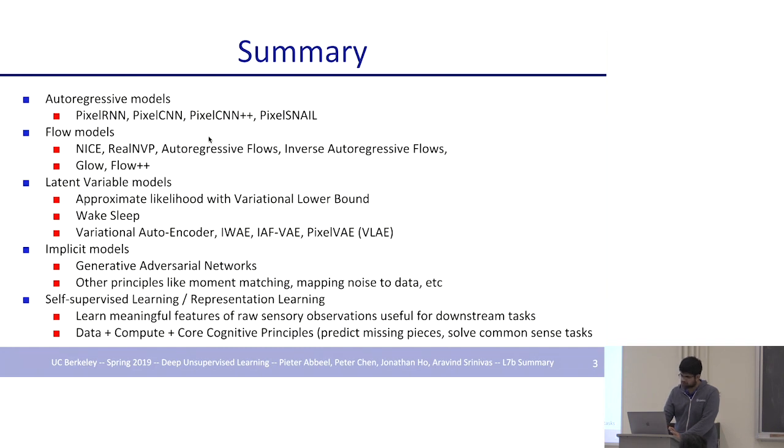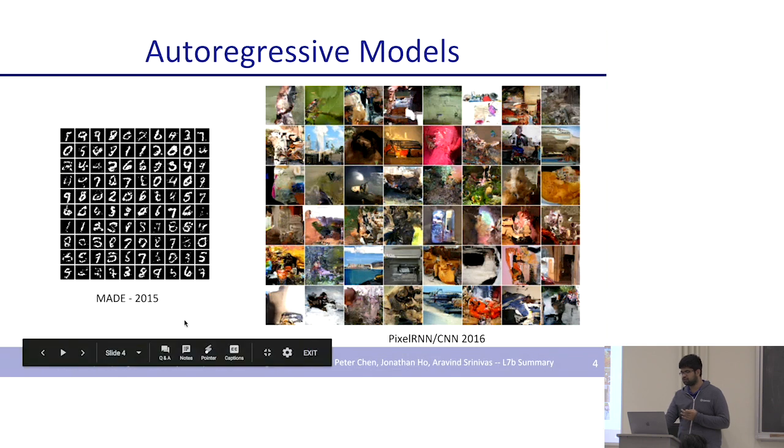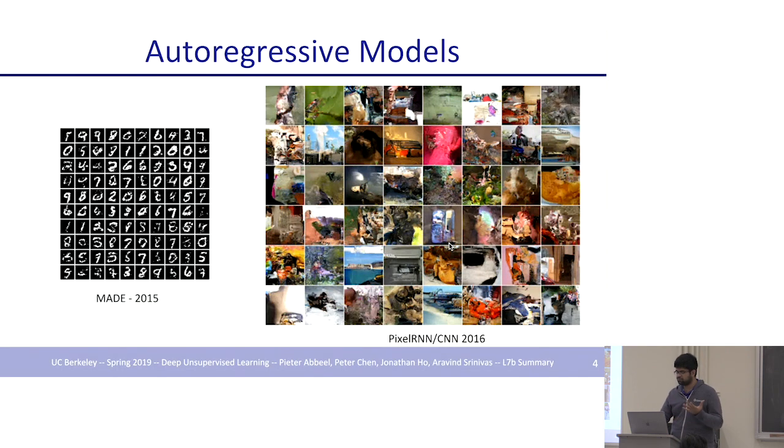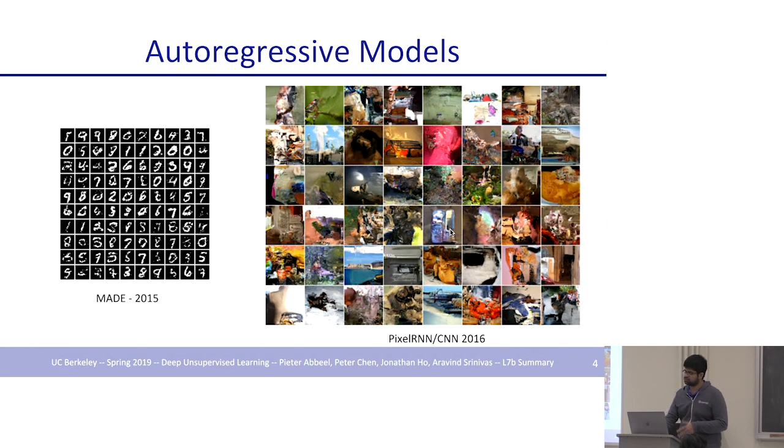We've seen autoregressive models, PixelRNN, PixelCNN, PixelSNAIL, flow models, latent variable models, GANs, and then we've seen self-supervised learning. So all of these cover different aspects. I'd like to go through the progress over time. It made MNIST reasonably OK. Then PixelRNN comes a year later, and is able to do ImageNet, and gets all these really nice textures. It doesn't get coherent samples, but it's much better than random pixels or random colors. This looks like a sky, this looks like a phone, but the colors are not correct.